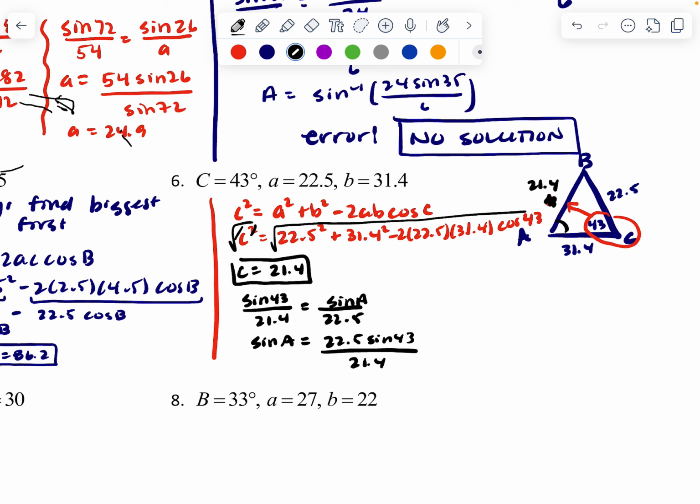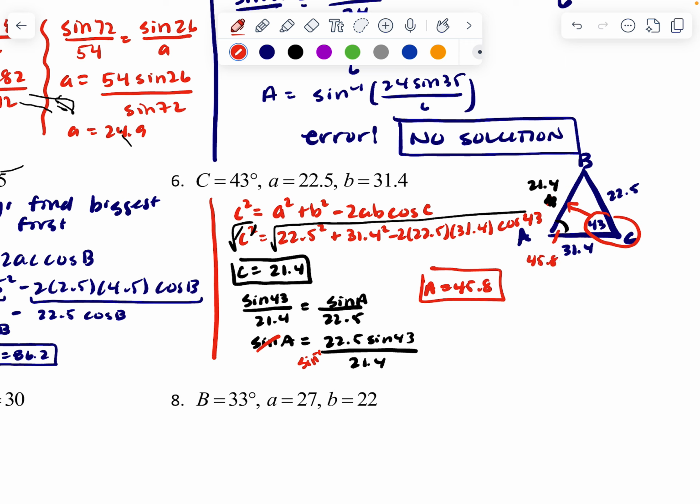And then again, you guys, to find this, you're looking for the angle, so you want to take the sine inverse of all of that. So plugging that in, I'm going to get sine inverse of 22.5 times the sine of 43 divided by 21.4, and I got 45.8. So I got angle A equals 45.8. Sorry for the change of colors. So this right here is 45.8.